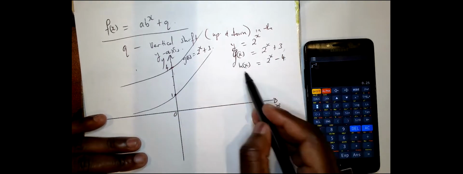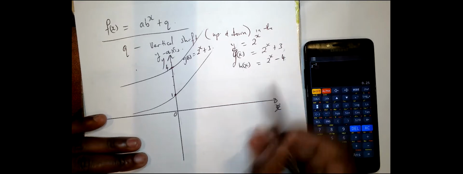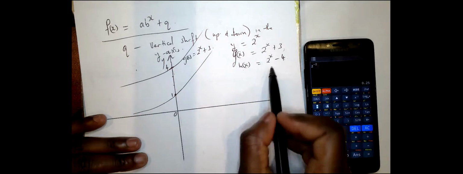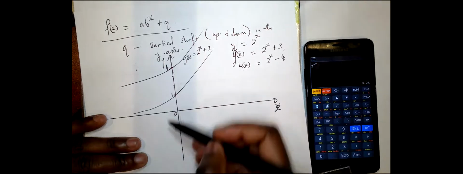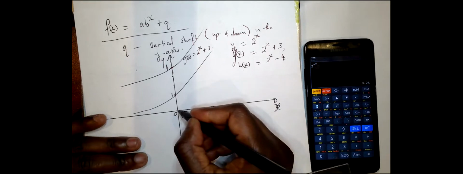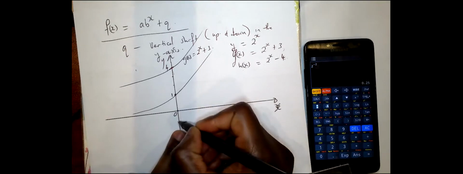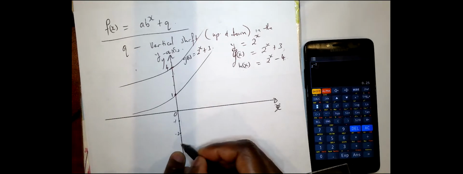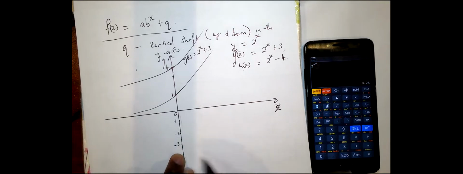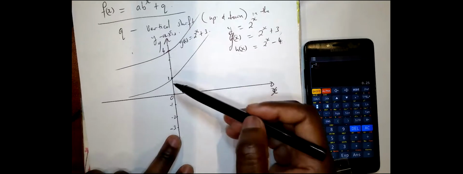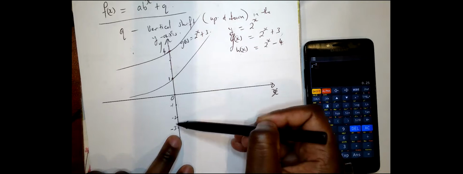Now, for this one, it's saying 2 to the power of x minus 4. When you say -4, it's still the same shape, but now we need to move 4 units downwards. So we count 1, 2, 3, 4. We can see that we moved -4 units. So this graph here will be sitting here like this.